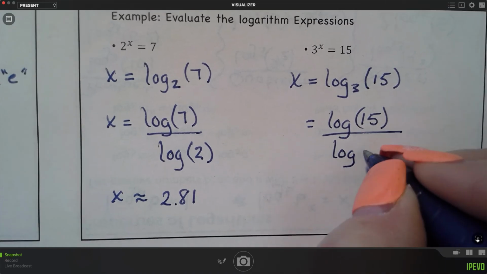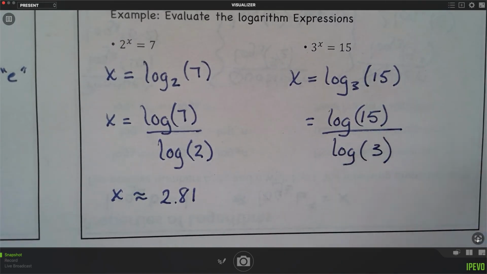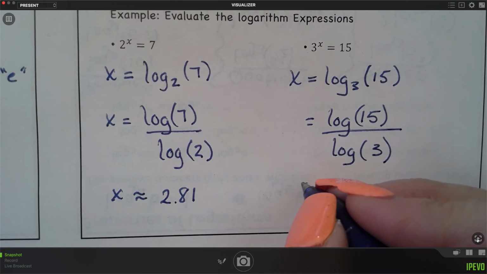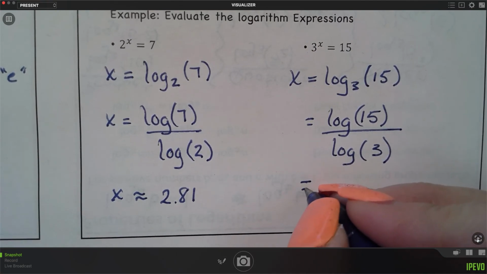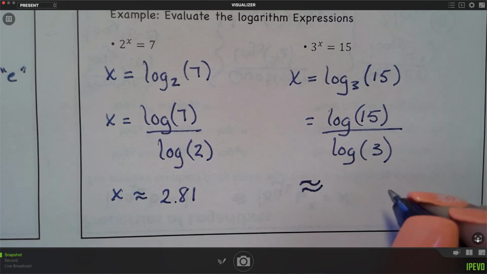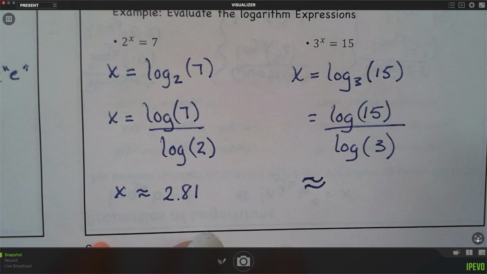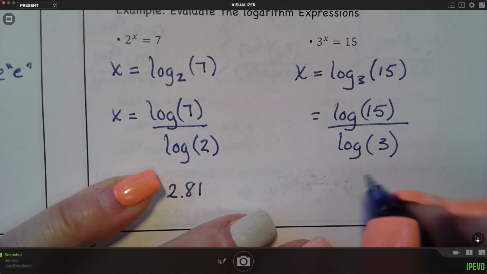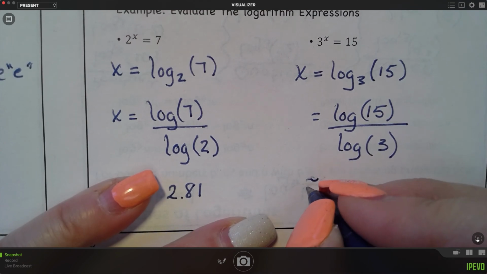Did anyone use natural log? Would it give me the same answer? Yes. It better give you the same answer every single time. I just did it. What'd you get, Austin? 2.4649735. Okay, so it's approximately 2.46.